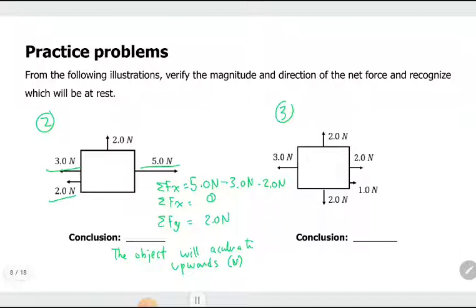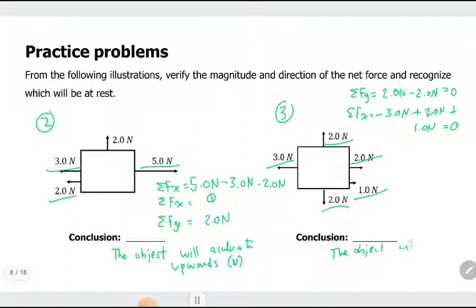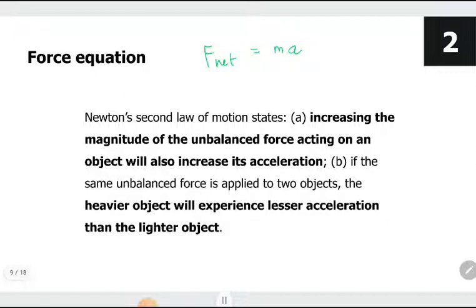Now here, on number 3, summing the forces along the y, so we have this one is positive while the other one is negative. So that's easily 0. But along the x, this one is negative, this one is positive, as well as this one. So looking at this one, this is also a 0. So all forces cancel out. The object will not accelerate. Okay? On to the next one.